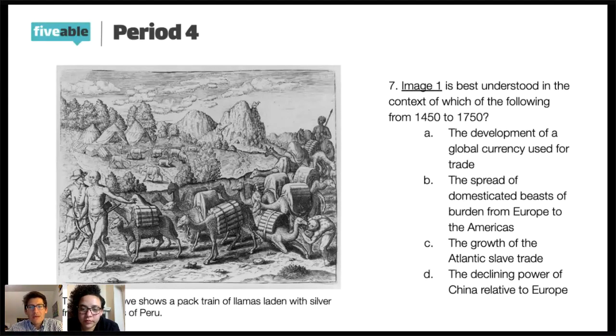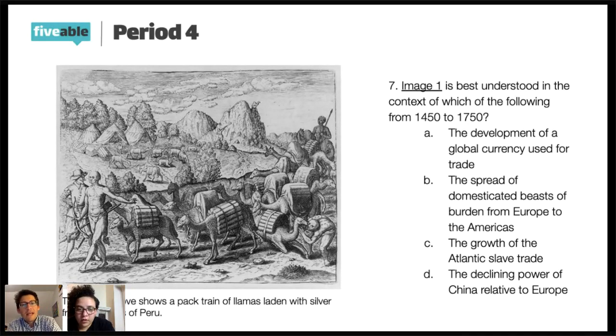Exactly. So we have the development of a global currency used for trade, which fits with what I know. Yeah, Spanish silver coins, the pesos de ocho. All right, so next, the spread of domesticated beasts of burden from Europe to the Americas, which is a tempting answer. It's a true thing that happens. But then I look more closely at the picture, and the beasts of burden shown here are llamas, which are one of the 2 types of beasts of burden native to the Americas. So that's not what is being shown in this image specifically. That's a thing that happened in this time period, but llamas are from the Americas.